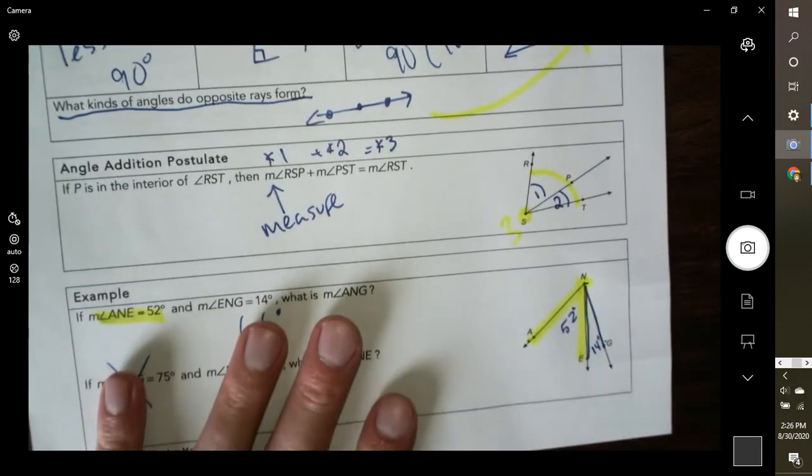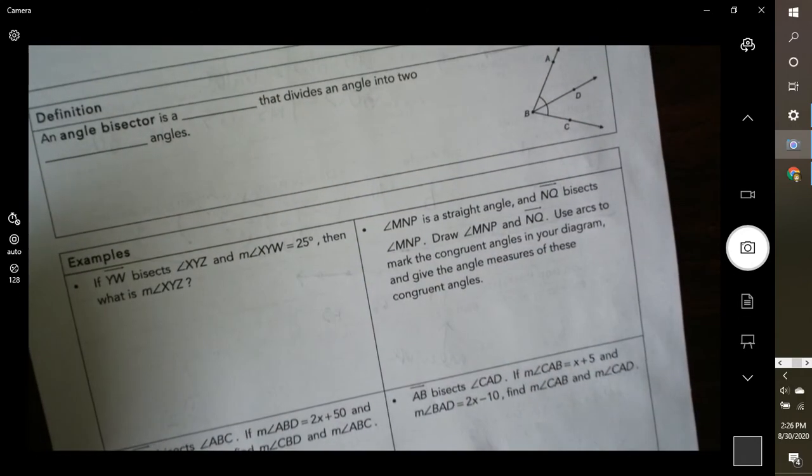Let's go ahead and we're going to flip over now, or we'll take a quick brain break, and then we'll flip over to the other side and tackle some examples together. Great job so far, guys.